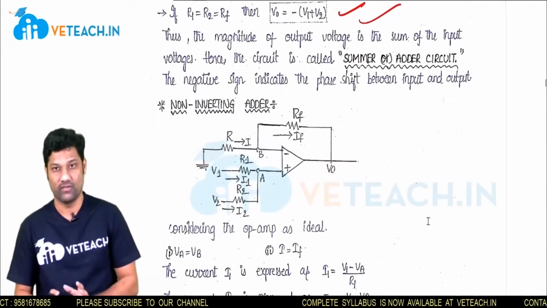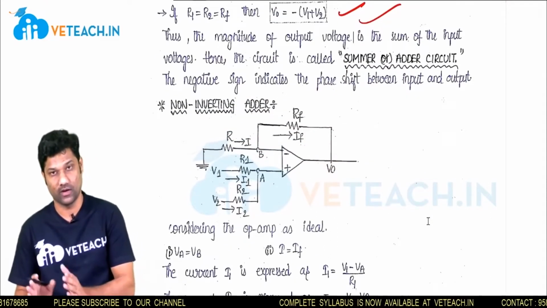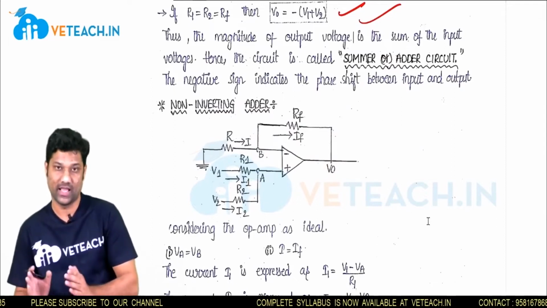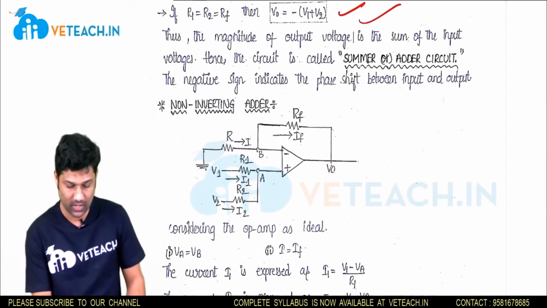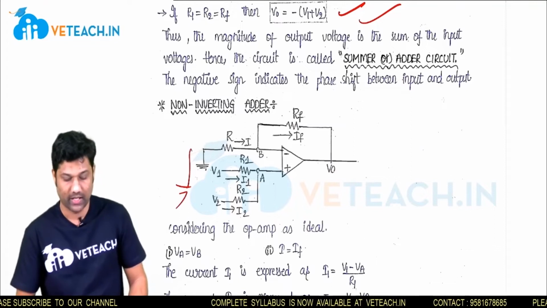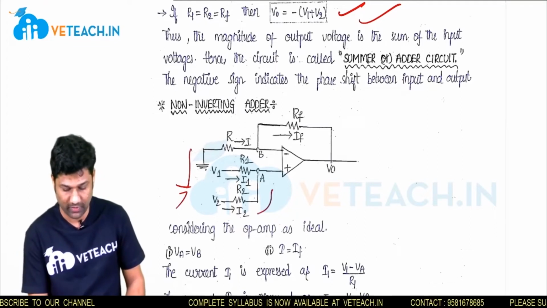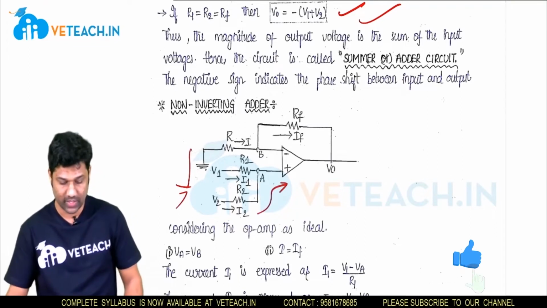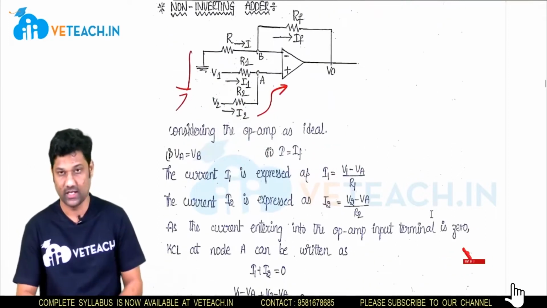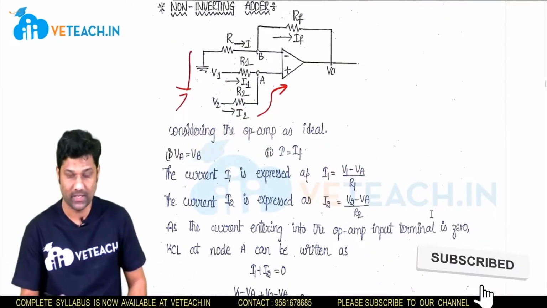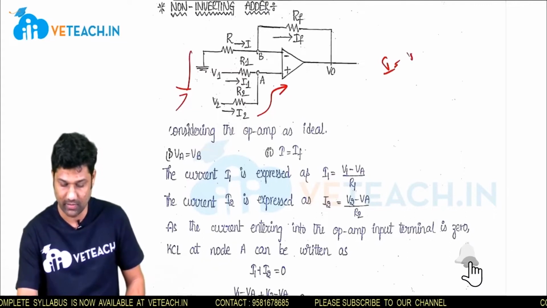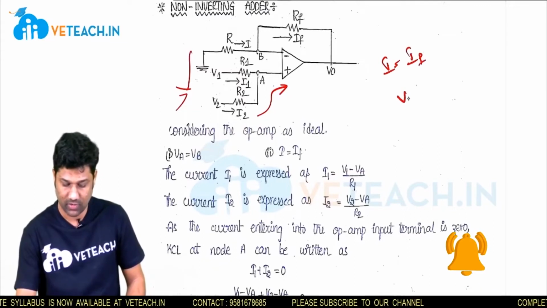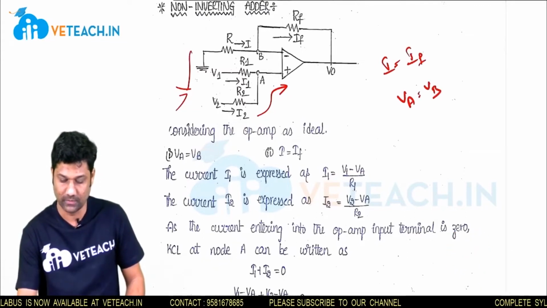In the same way, non-inverting adder means we provide inputs to the non-inverting input terminal and the inverting terminal is made to ground. So here the inverting terminal is grounded and the input voltages V1 and V2 are provided to the non-inverting input terminal. In the same way here also, consider the op-amp as ideal. As the op-amp is ideal, we can write I equal to IF, as well as the voltage at node A is equal to the voltage at node B.